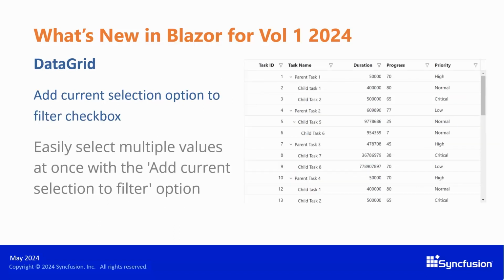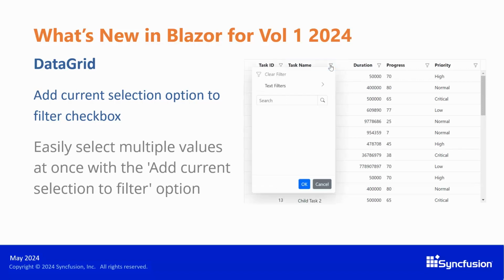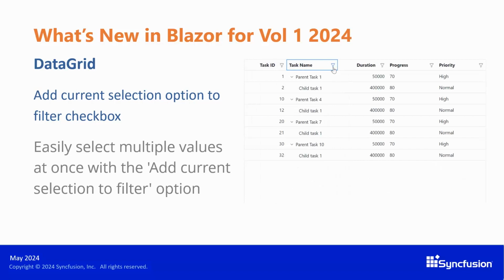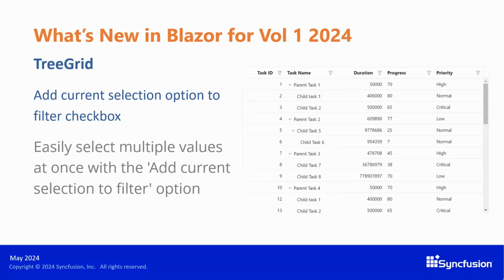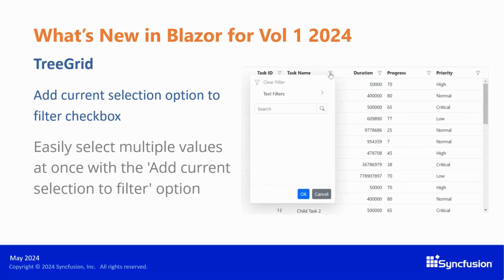The next update is adding current selection to the filter checkbox. We have provided support for Excel-like filtering in which we can keep the previously selected checkbox filters when making additional changes. By enabling the current selection checkbox, you can achieve this. This feature is also available in Pre-grid component.